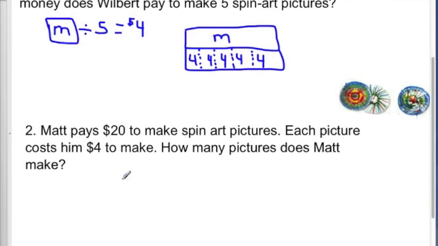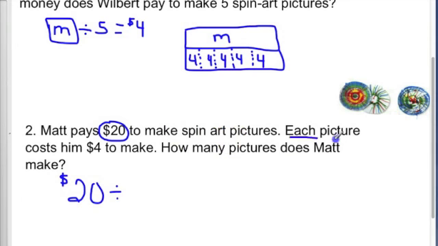This time we're going to look at an example that is going to represent the unknown is the number of groups. Matt pays $20 to make spin art pictures. Each picture costs him $4 to make. How many pictures does Matt make? So in this situation, we know that the $20, that is how much it's going to cost him. So this time we know the total or the number in all, the amount of money in all. We do know that. Okay? Now, this is the part that we do know, that it took $20 to make the spin art pictures.